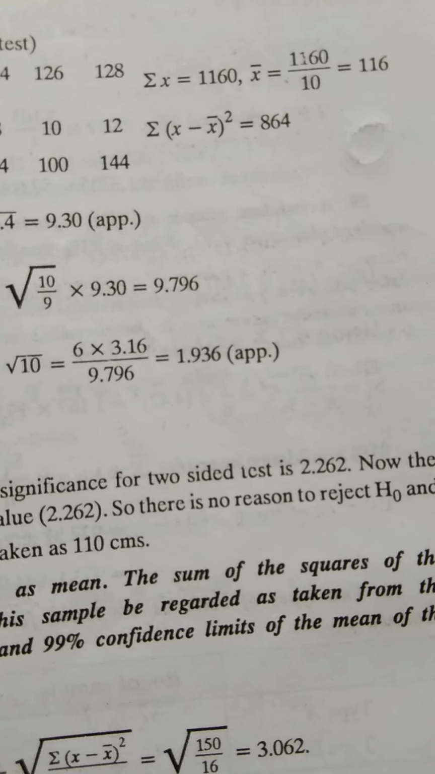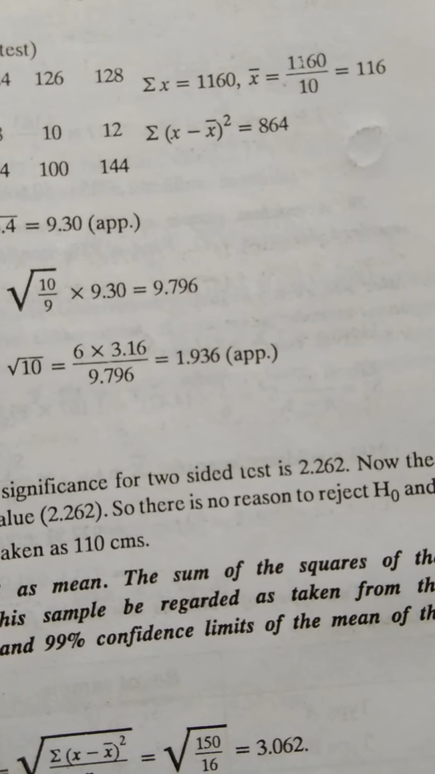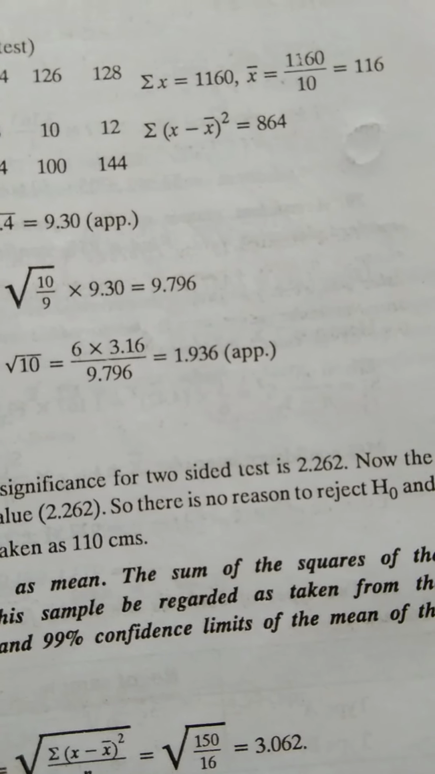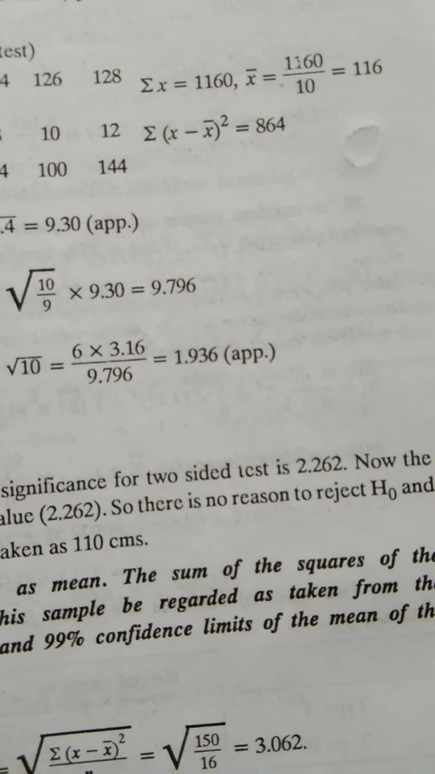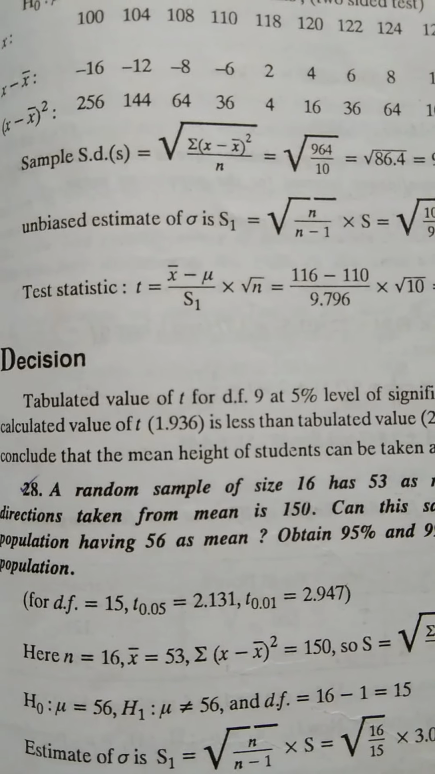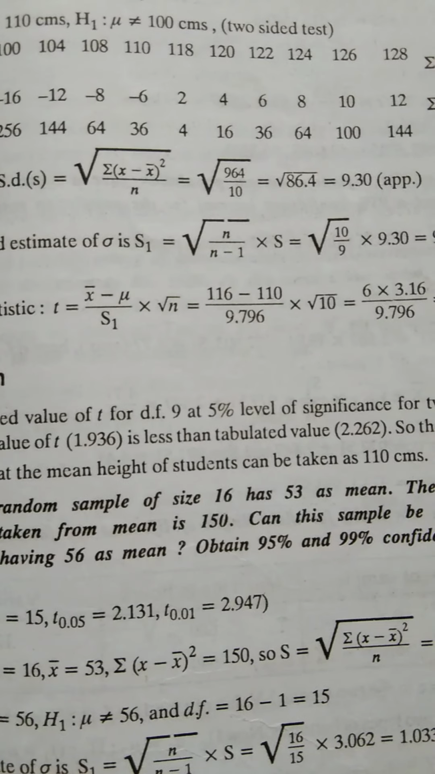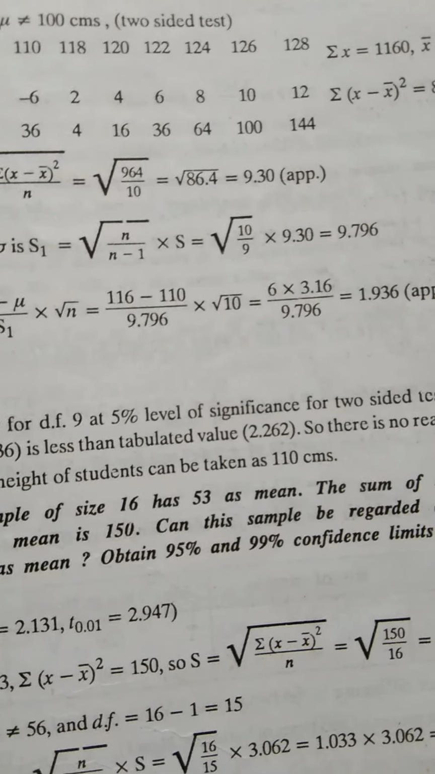What have they written? So there is no reason to reject H0. In an alternative way, we can say that we accept the null hypothesis and conclude that the mean height of students can be taken as 110 centimeters.